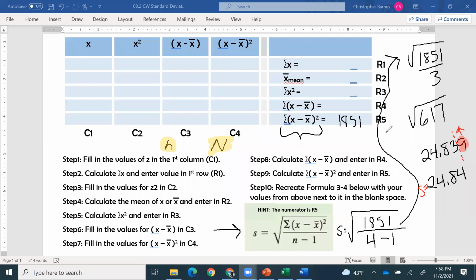Now, I fast forwarded and went through the baby steps. The first baby step is the 4 minus 1, and we got the 3 right here. The next baby step is to divide the numerator, which gives you 617. We can't forget to take the square root, which gives us 24.839. And then we round. Since the 9, which is the last digit, is greater than 5, we round up to 24.84. So S, our standard deviation, after a lot of calculating, is 24.84. Now, that's how we calculate the standard deviation by hand.